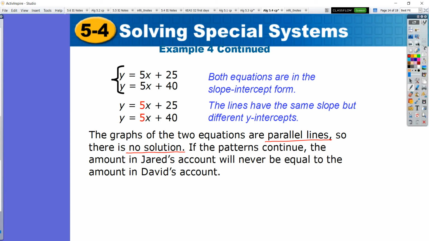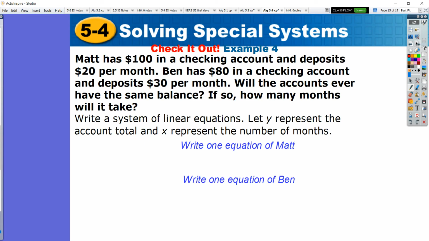Check out one on your own, see what you guys can come up with. Take a look at this situation. Write one equation for Matt, one equation for Ben, and see if you can answer that question in that word problem. Pause the video, take a few minutes to work this out, and we'll see what you get.